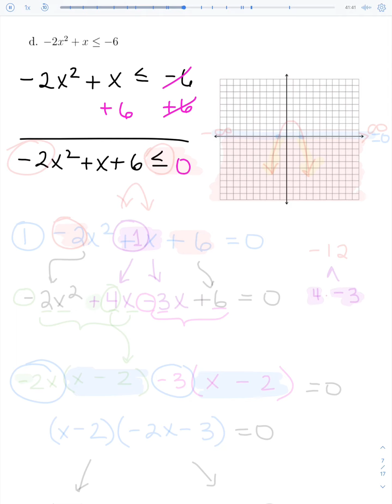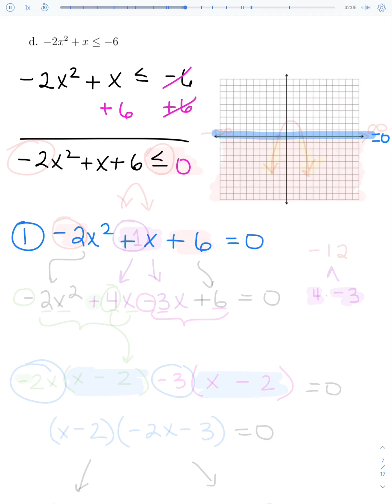Now the question is, how do I graph something that looks like this? There are several options. We do still want to figure out where this thing is going to cross or equal 0, cross the x-axis or equal 0 first, so that we can know what the parabola kind of looks like. So first of all, I want to know where negative 2x squared plus x plus 6 equals 0.